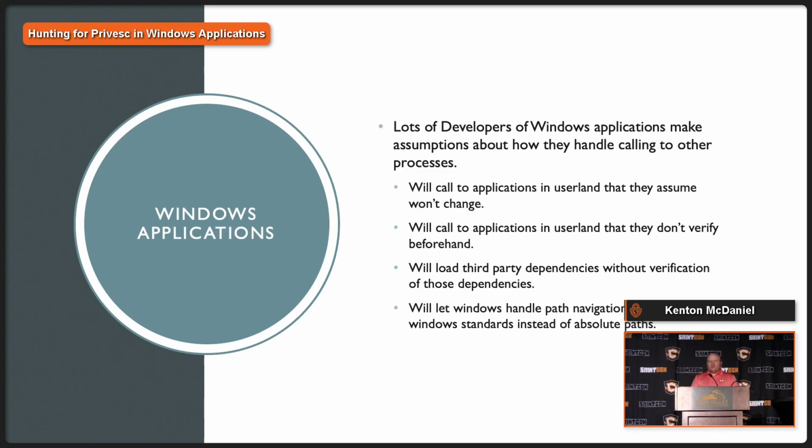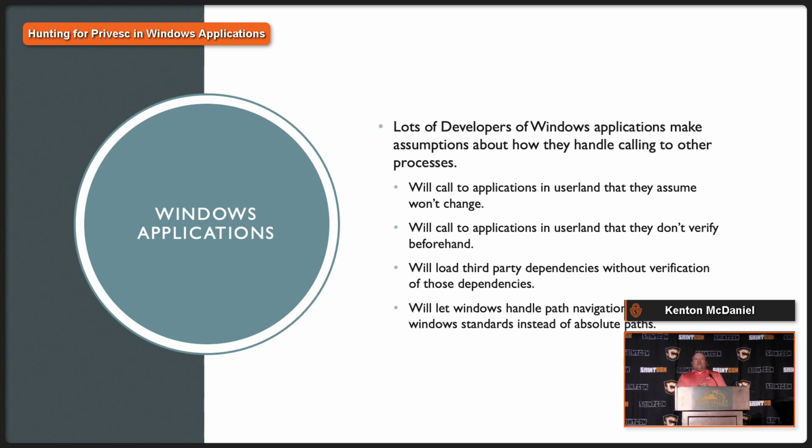So lots of developers make a lot of common mistakes and assumptions when they're writing their software, about how to handle inter-process communication, how to handle calling into other processes, how to handle calling into dependencies. They assume that the underlying file system won't change. So they assume that if a file is there, it's always going to be there. They assume that they can call down into user land whenever they want to. And the definition of user land is anywhere that a standard user can modify or update.